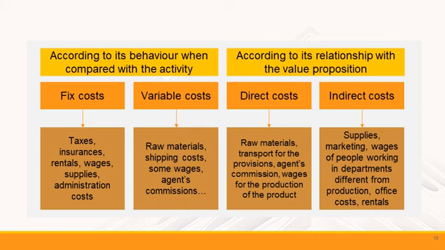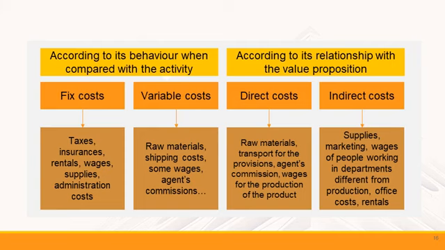And according to the relationship with the value proposition, some examples of direct costs, we have these raw materials. As I've said, I need this to produce the final product. The transport for these provisions, the money that I pay to receive these raw materials in my place. The agent's commissions is also a direct cost because I need these people selling the products, and also the price that I pay for these raw materials. The wages for the production of the product are also direct costs because I need these people to develop the final service.